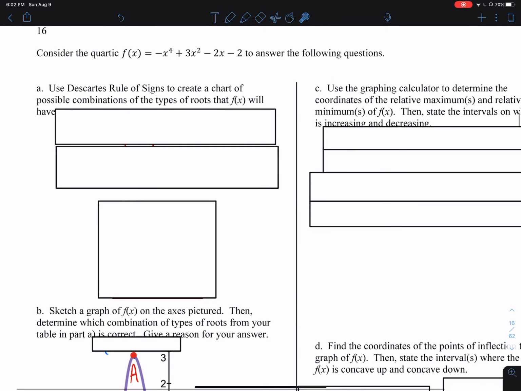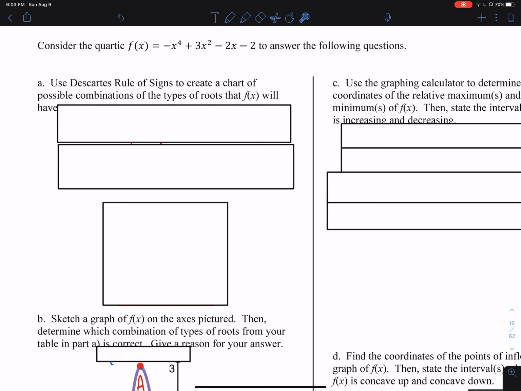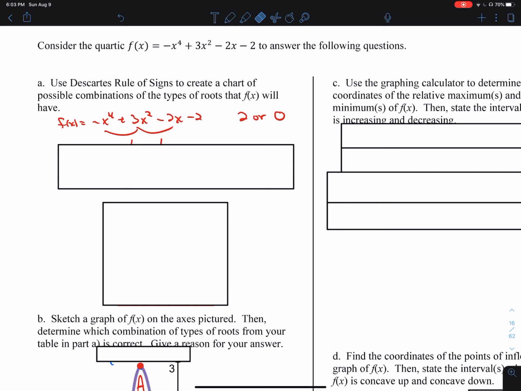Consider the quartic function to answer the following questions. A. Use Descartes' rule of signs to create a chart of the possible combinations of the types of roots that f of x will have. Well, there are 2 sign changes. So there are 2 or 0 positive real roots. I'm just going to write that above here. 2 or 0.